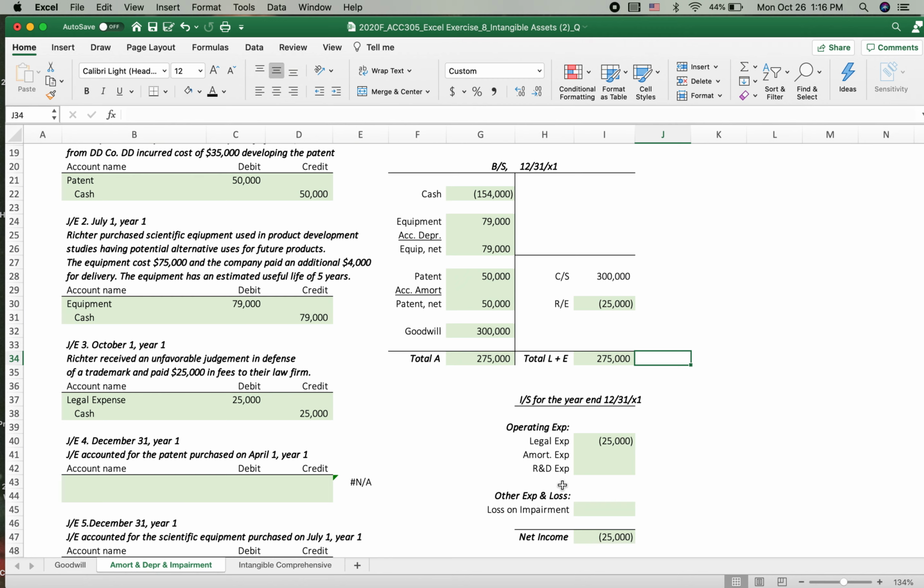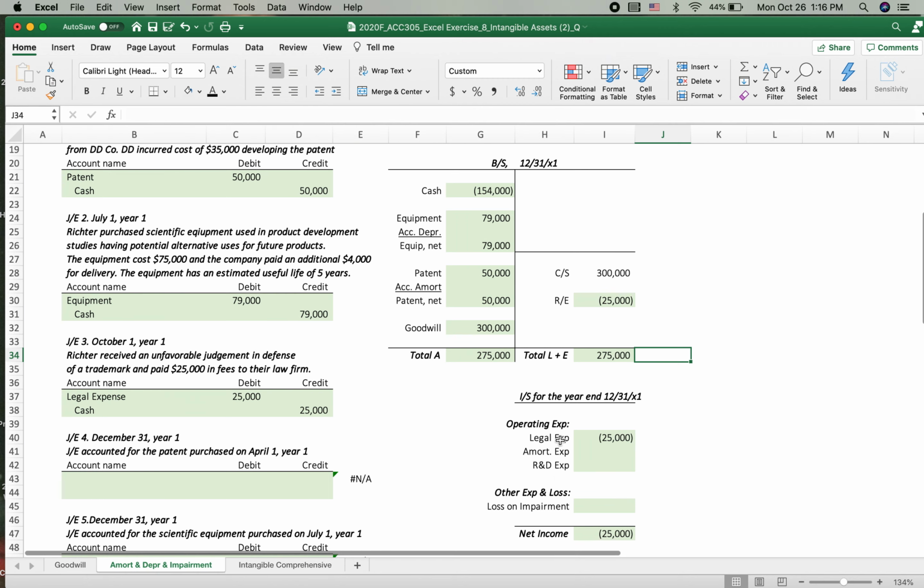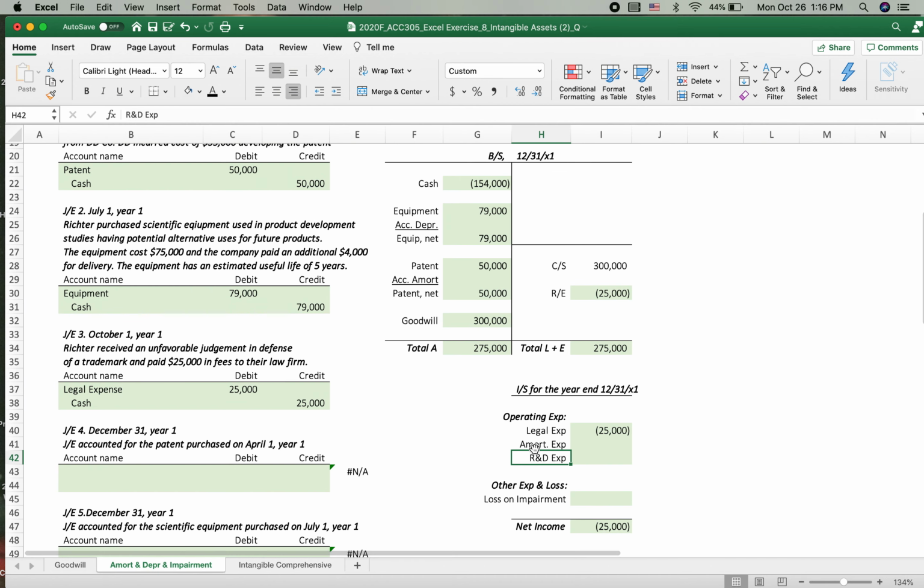So let me explain this. The operating expense and other expense and loss. The legal expense, amortization expense, R&D, or depreciation expense, those are all operating expenses.